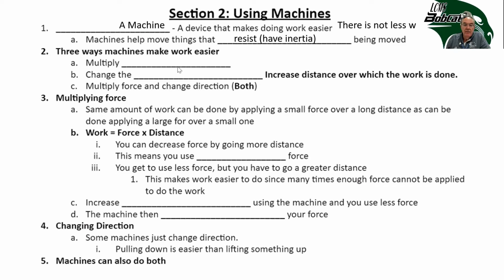There are three ways that machines can make work easier. The first one is they can multiply our force. And we're going to find out that getting our force to multiply comes with a trade-off of having to do the work over a longer distance.